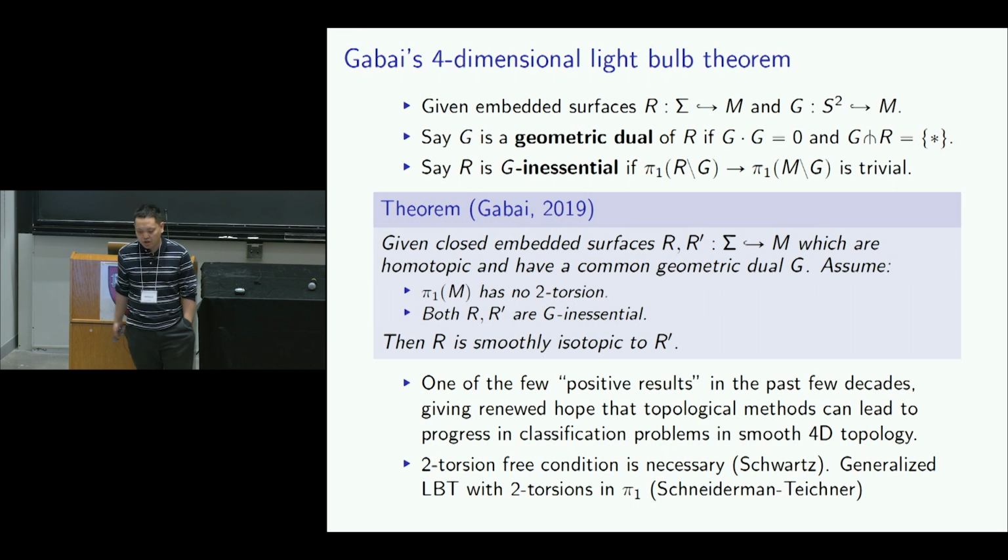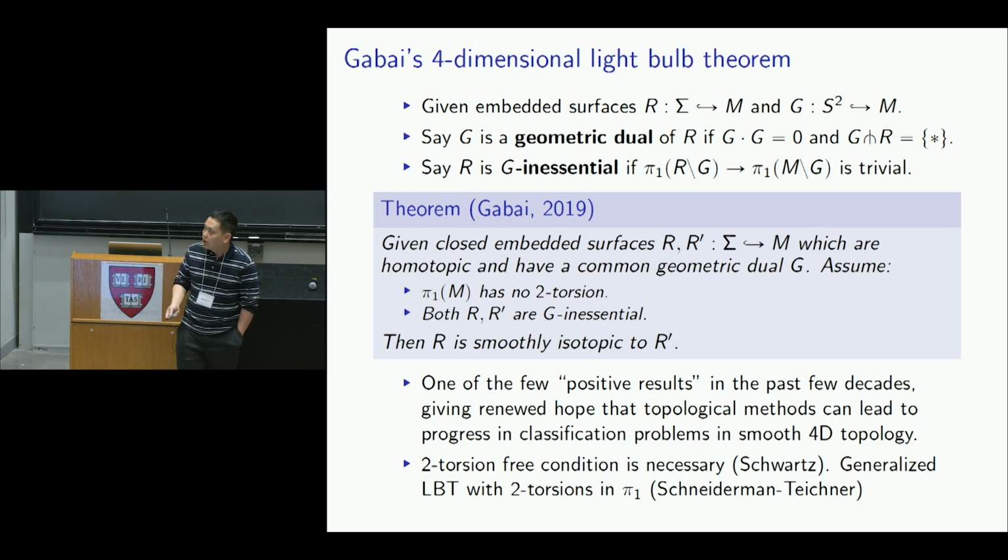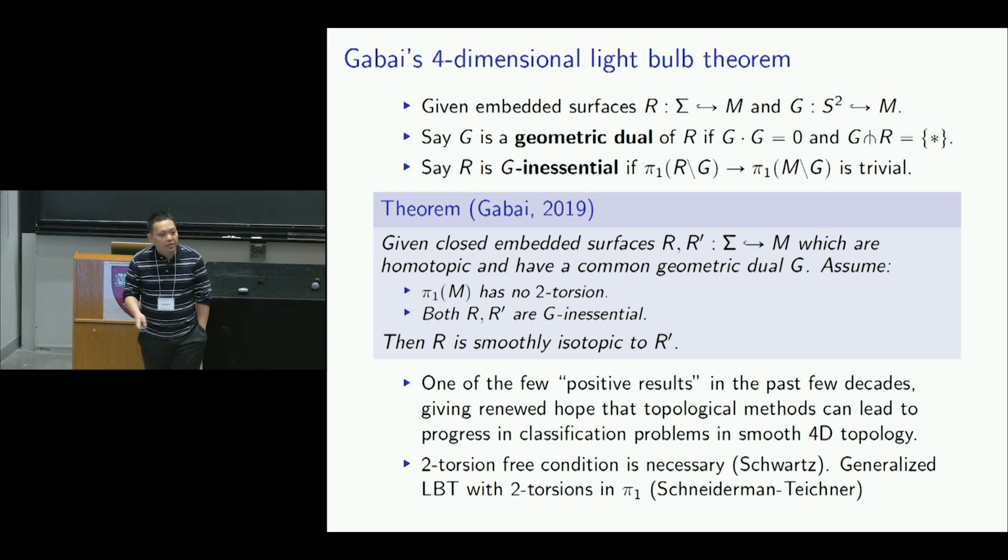And this has been generalized to a light bulb theorem with two-torsion by Schneiderman and Teichner. Okay, so they successfully remove the first condition. In that case, there is an additional obstruction called the Freedman-Quinn invariant. Okay, so still, yeah, that's good. So this is the light bulb theorem. Any questions?